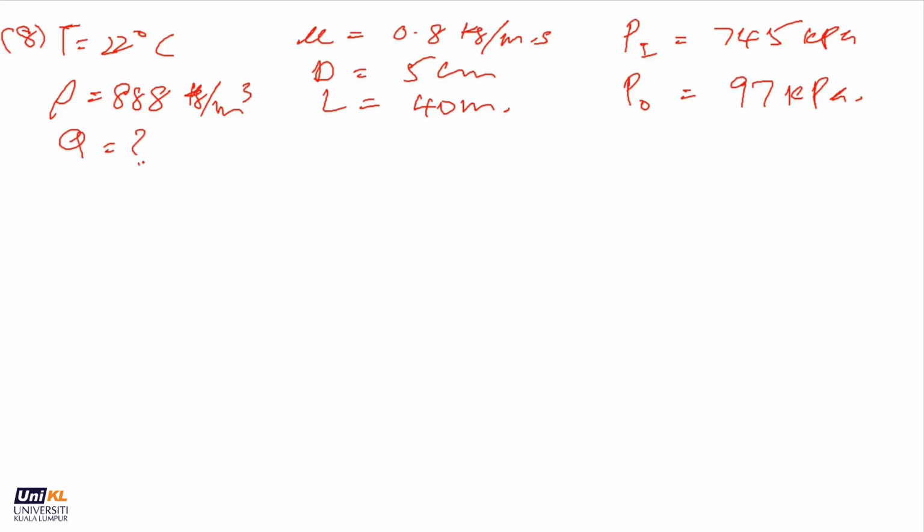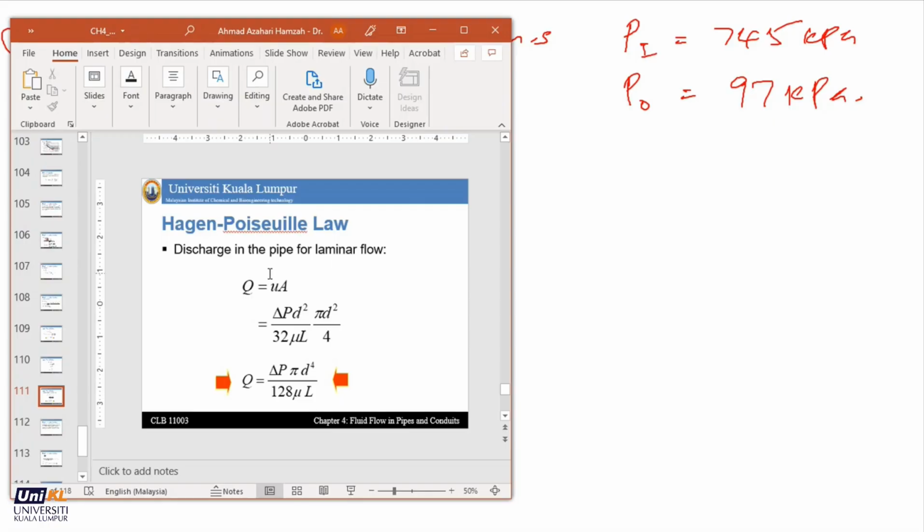Okay, so Q. If the flow is laminar, discharge in the pipe for laminar flow, so Q equal to delta P pi d power of 4 over 128 mu L.